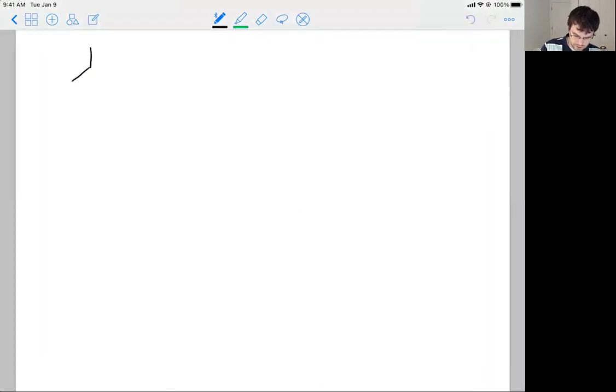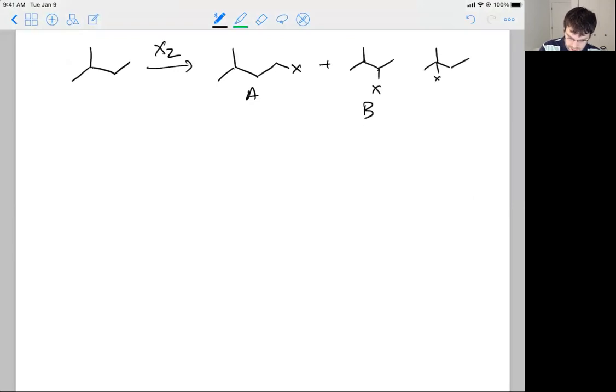So this is a nice example because if we react this with X2, and this is an example we did last time, we could form a product with X here and we labeled that A. And then we could form a product with X here and we labeled that B. We labeled this product C, and then all the way out here, X here, that's D.